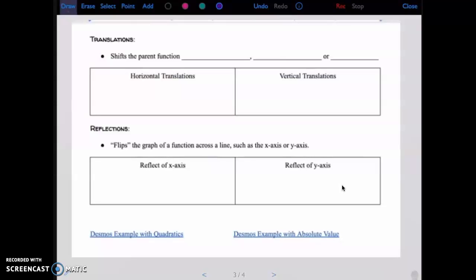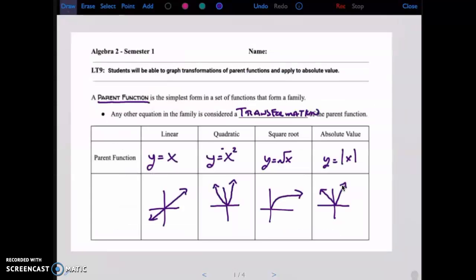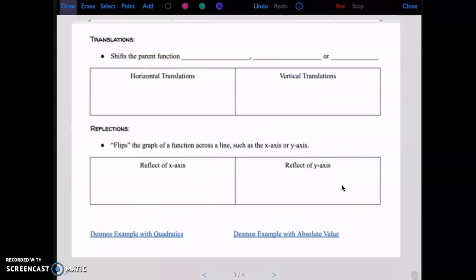So shifts in the parent function, you can take these parent functions and you can shift them around. You can move them up, you can move them down, you can move them left, and you can move them right. So shifts in the parent function, you can shift it horizontally, vertically, or both.